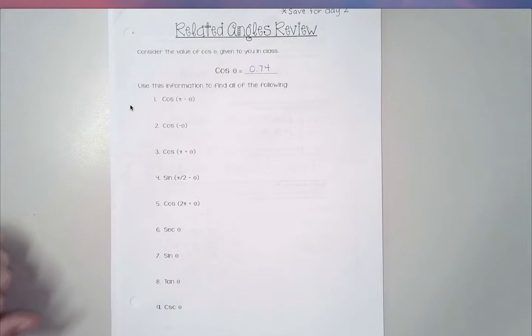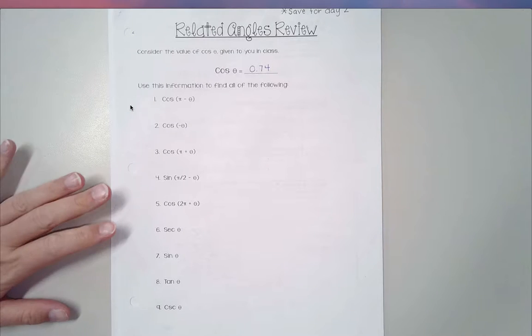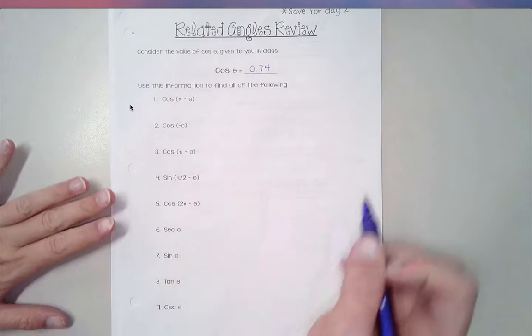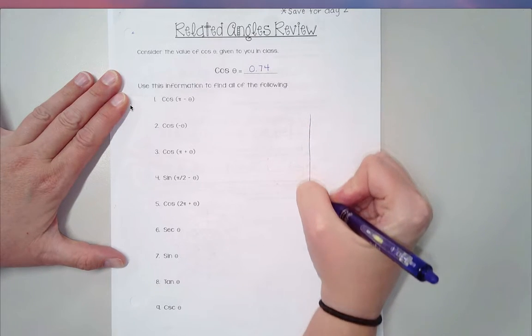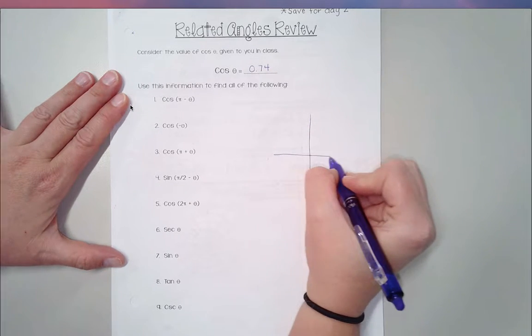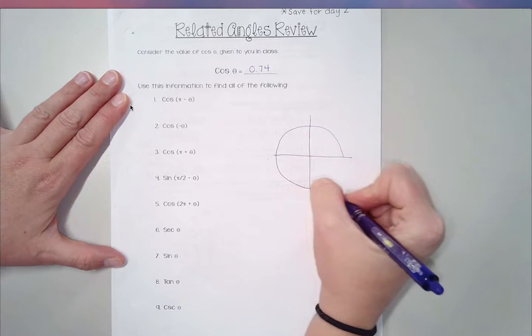I could have given you anything. I could have given you any cosine I wanted. I also could have given you a sine value and asked you a lot of the same questions. But we'll work with this. And then the first thing I would do before you start answering any questions is draw yourself a picture, because we're going to need that for lots of these things. Okay, so draw yourself a circle.